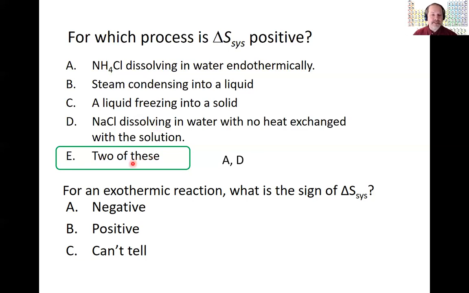And then, so we picked that. How about for an exothermic reaction? What is the sign of delta S? Well, you can't tell. Well, why can't you tell? What's the difference going on there?